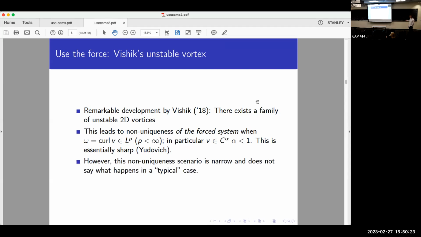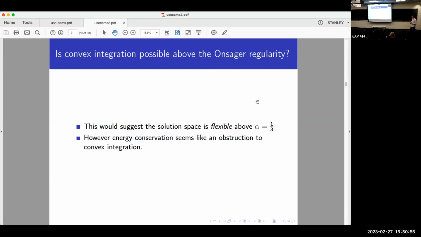It's in all the sharp spaces, but what I like to remark is it's a very narrow non-uniqueness scenario. It only applies to this specific family of vortices. It doesn't tell you what happens for generic data. So it would be nice, and something that convex integration tends to give you, is it tells you what happens more typically. You can often make a statement for all data or for a dense set of data or something like this. Being able to prove something similar using convex integration would tell us something about what happens commonly. So indeed, this is what we're going to try to do.